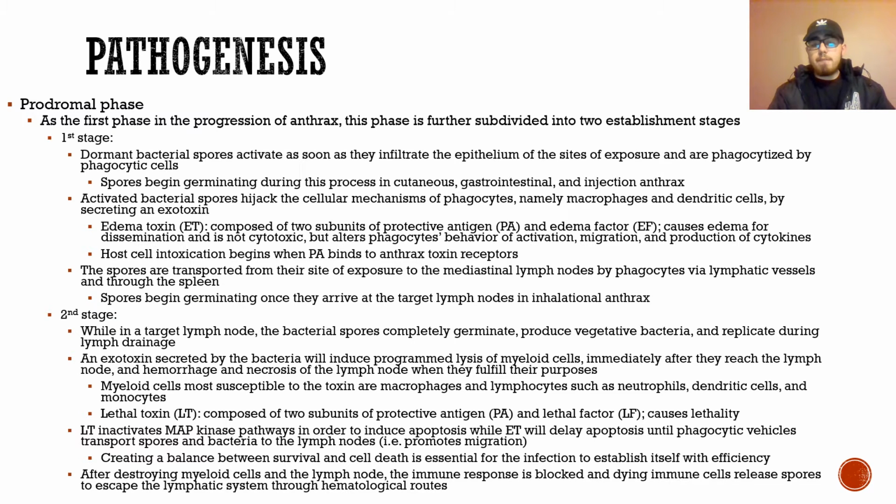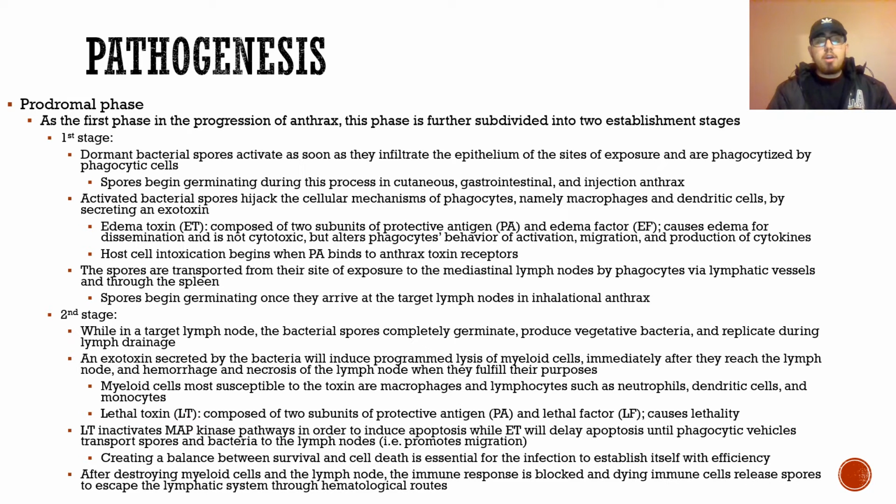This one will actually alter phagocytes' behavior of activities such as activation, migration, and production of cytokines. This is also when host cell intoxication begins, because this is when protective antigen binds to anthrax toxin receptors, mainly tumor endothelial marker 8, or TEM8, which is anthrax toxin receptor 1, and capillary morphogenesis gene 2, which is anthrax toxin receptor 2. These receptors are important because they're actually involved in helping animal cells bind to extracellular matrix and directing endothelial migration and adhesion and a lot of other cellular processes.